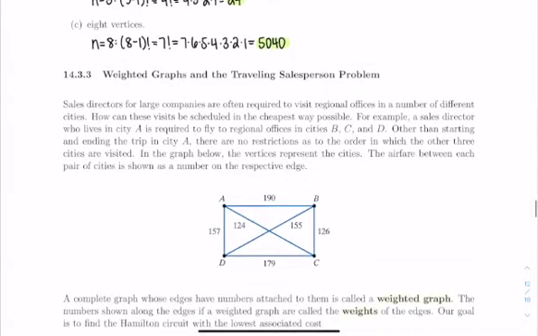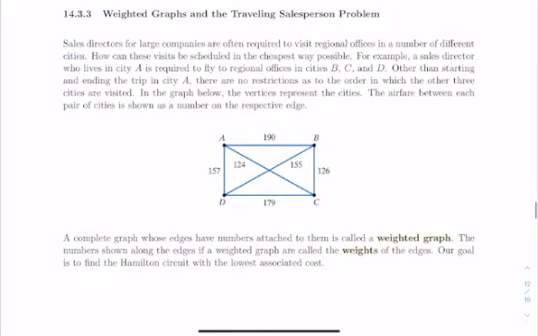Sales directors for large companies are often required to visit regional offices in a number of different cities. How can these visits be scheduled in the cheapest way possible? For example, a sales director who lives in City A is required to fly to regional offices in cities B, C, and D. Other than starting and ending the trip in City A, there are no restrictions as to the order in which the other 3 cities are visited.